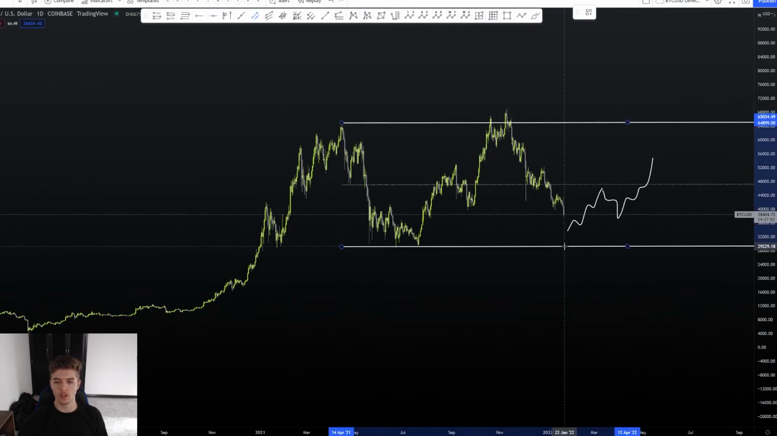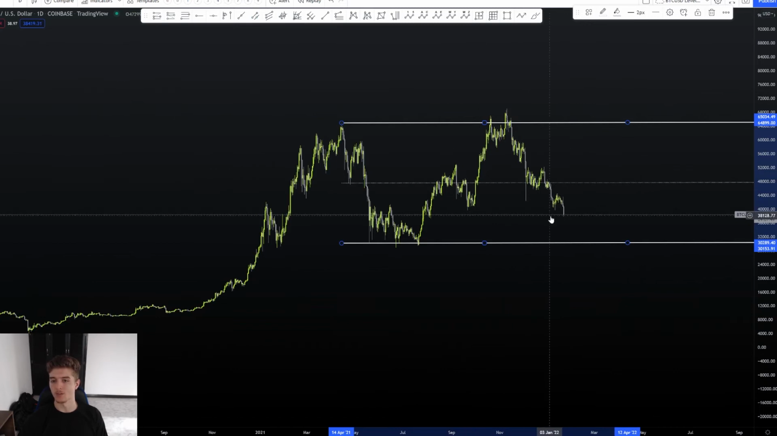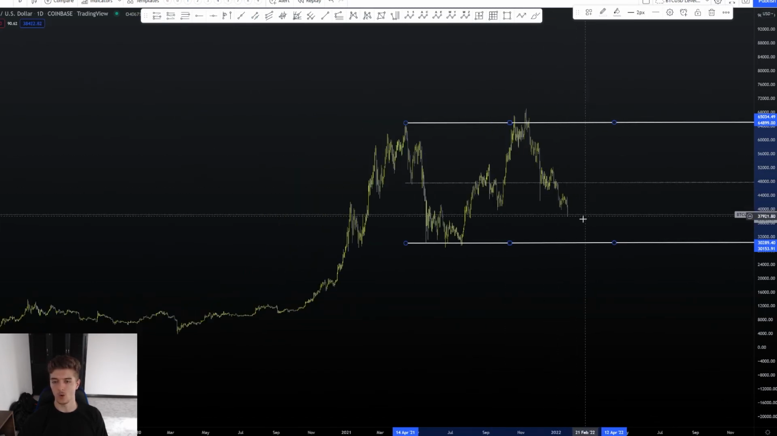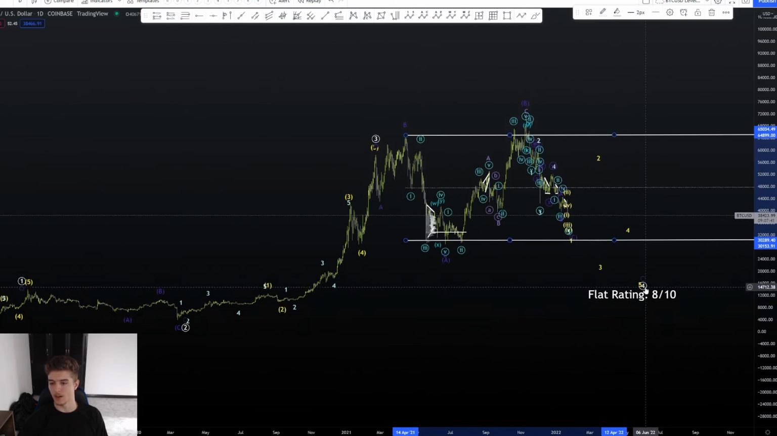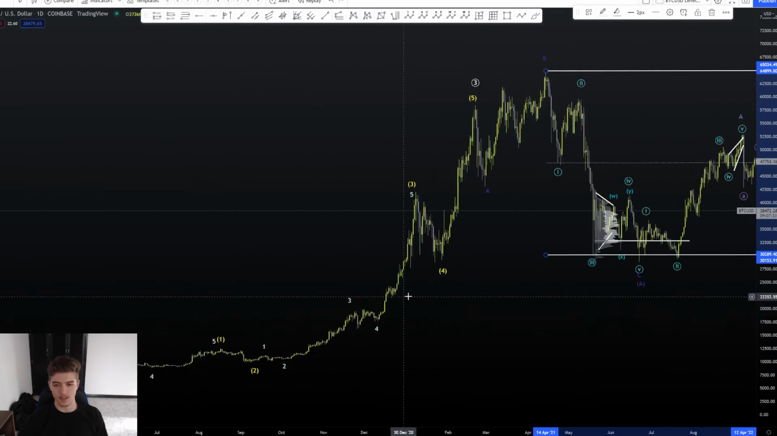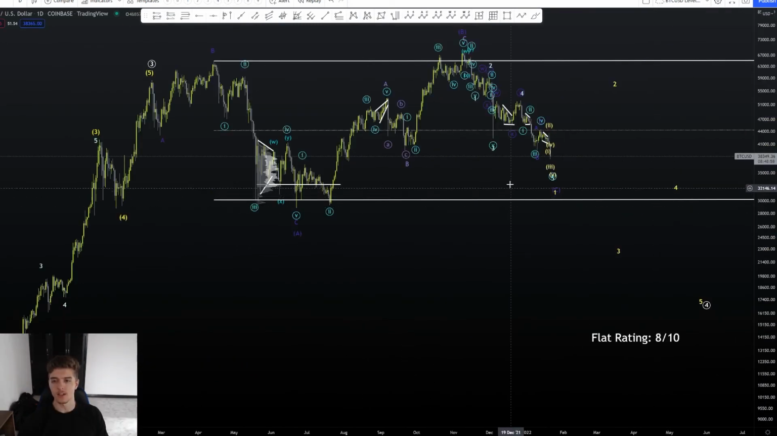We're already approaching the bottom of this range for this wave 1. So if this is simply a minor wave 1 of this whole wave C of this flat, then this wave 5 is probably going to be very far down. Like I mentioned, probably around this order block right here, around 18 to 19K. But it could also be this order block right here around 23K. All right, so that's what we can expect.